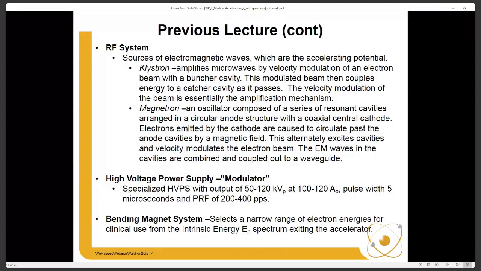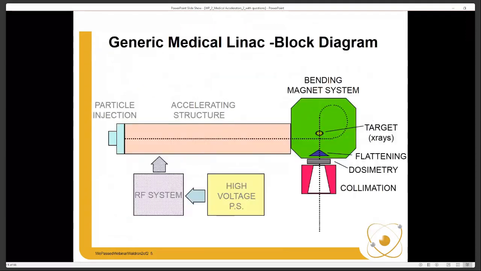And now we're back where we left off at the end of part one. So to recite what I said earlier, from this point on, we're in the bending magnet, and I will show two bending magnet designs. Thereafter, we will be essentially following the path of the energy or the beam out of the accelerator through either the flattening system for photons, the flattening system for electrons, collimation for photons and electrons, and dosimetry for photons and electrons. So let's get going.